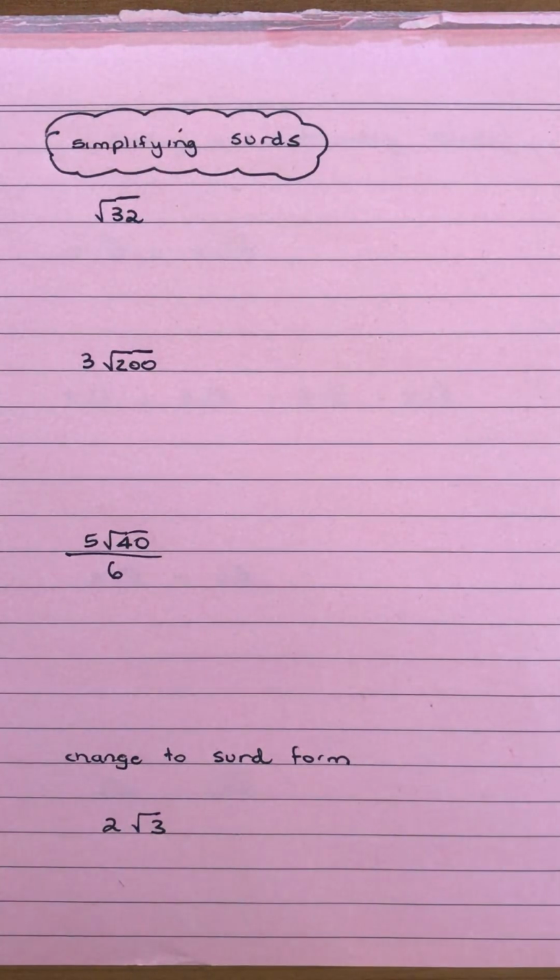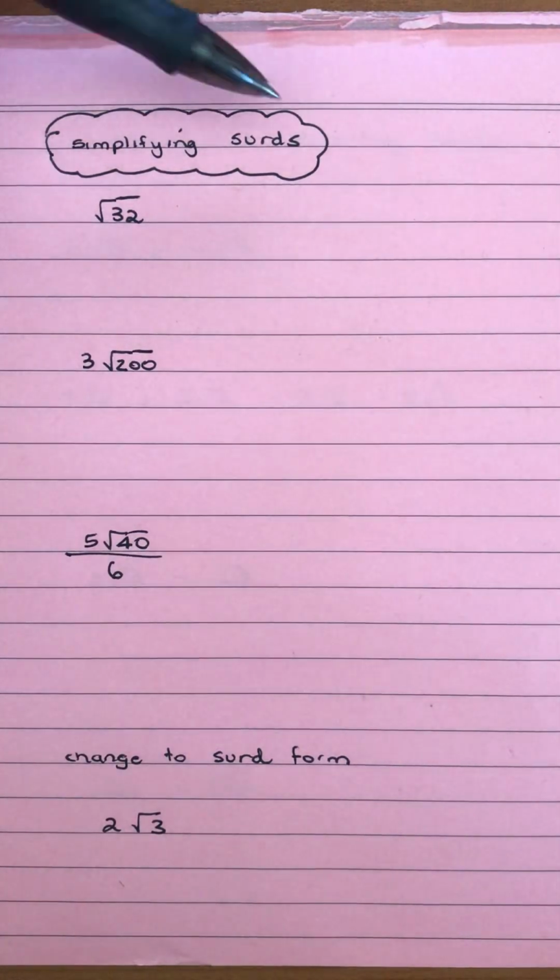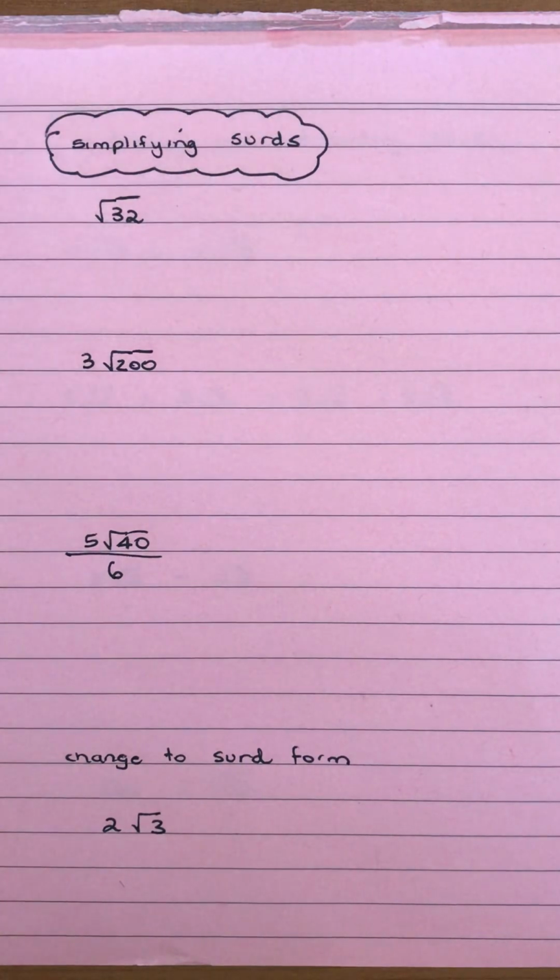Okay, in this video I'll be looking at how to simplify surds. Now when we're talking about a surd, it's an irrational number. We see this surd symbol that is drawn on it. You might also call that a square root sign. So we're going to look at how to simplify these.